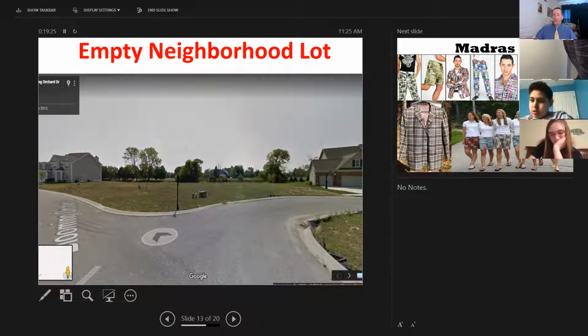So this empty lot plays a big role in his area where they all hang out together and stuff like that. It's just an empty spot in the neighborhood.